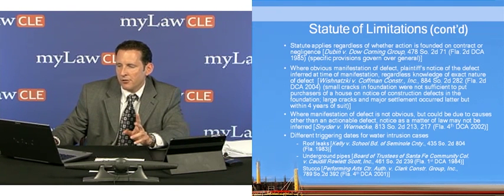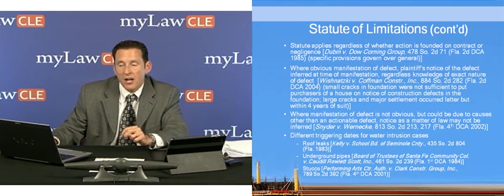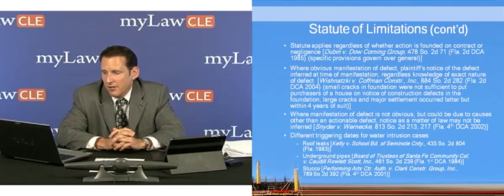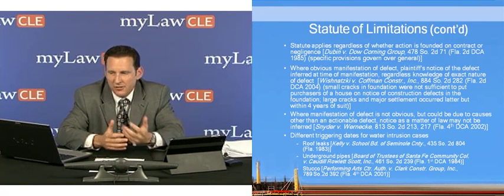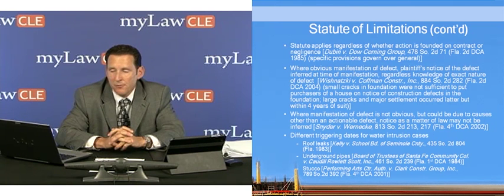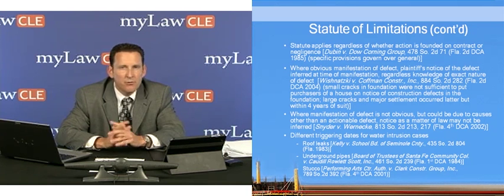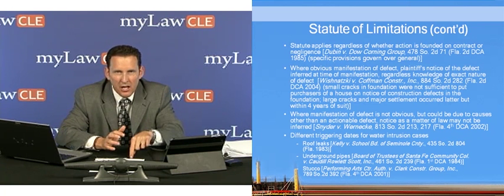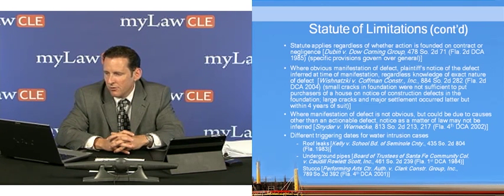And I touched upon this earlier. The statute applies regardless of whether the action is founded on contract or negligence. Either way, you're going to be limited to the 4 years. And where there's an obvious manifestation of the defect, in other words, when it becomes apparent to the building owner, the plaintiff's notice of the defect is inferred at the time of manifestation, regardless of knowledge of the exact nature of the defect. So even though you may not know exactly what's going on, where there's an obvious manifestation that there is a defect, the clock starts ticking then, and that's under the Wisnowski case that I've cited.